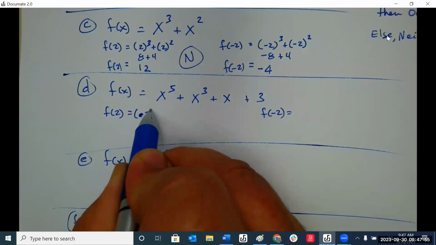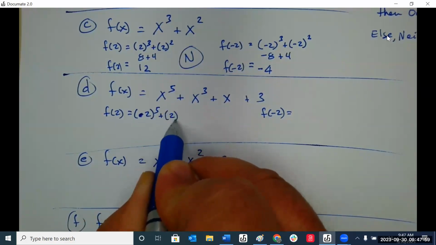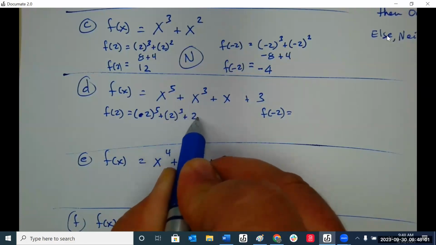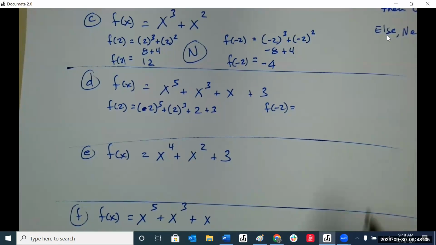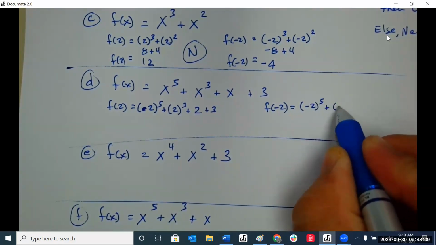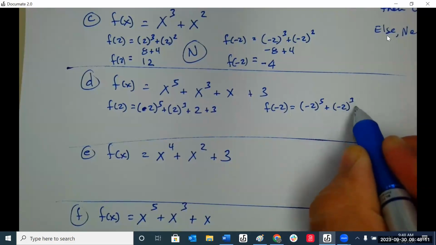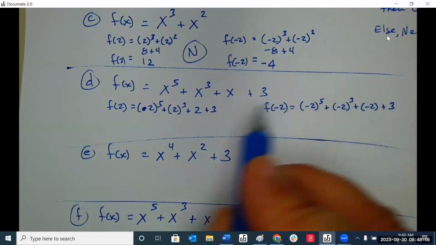2 to the 5th, 2 to the 3rd, 2 plus 3. Negative 2 to the 5th, negative 2 cubed, negative 2 plus 3.